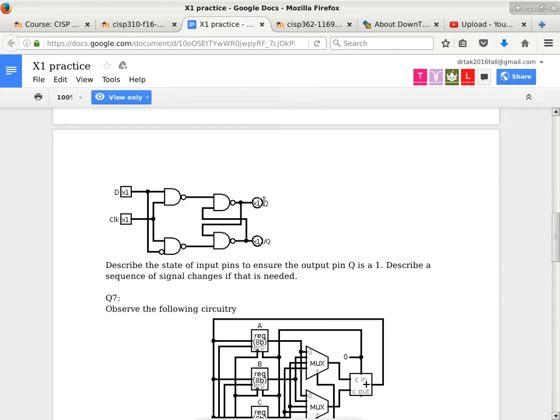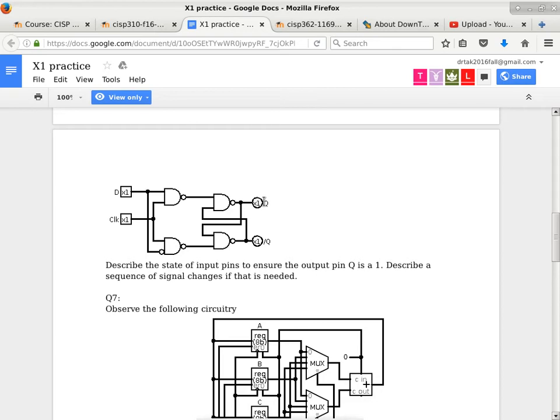And then for this case, I just staple my notes and highlight what row. Okay, so which row would that be? Which row will guarantee that Q is a 1? Which is actually why we call this a D flip flop. Yep, go ahead.